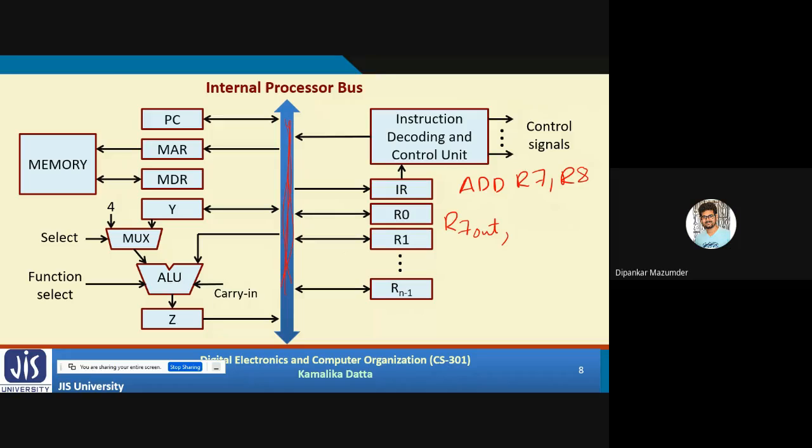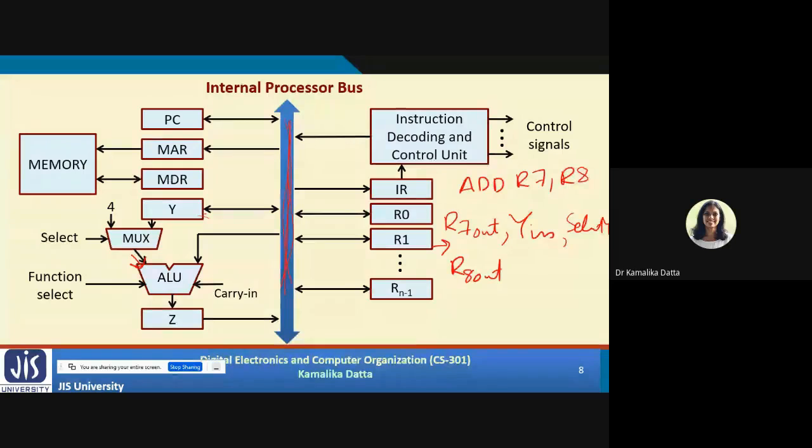First you do R7 out, then Y is connected here. You do Y in. It will come to Y. Then you have to select either 4 or Y. You will do select Y, and then it is available to this input. This is one step. In one step, you have to do R7 out, and with many other signals, that is Y in and select, such that it is available to one input of the ALU. Now when you do R8 out, if you do anything out, this is directly connected to the ALU.